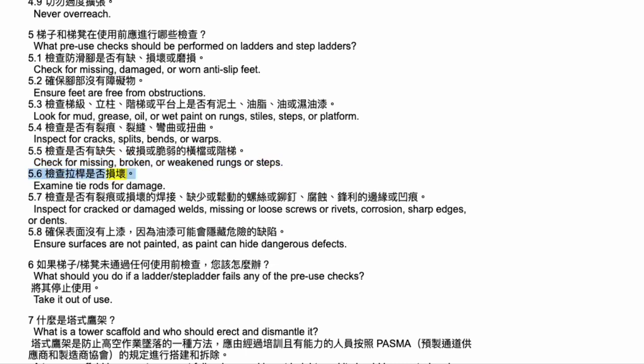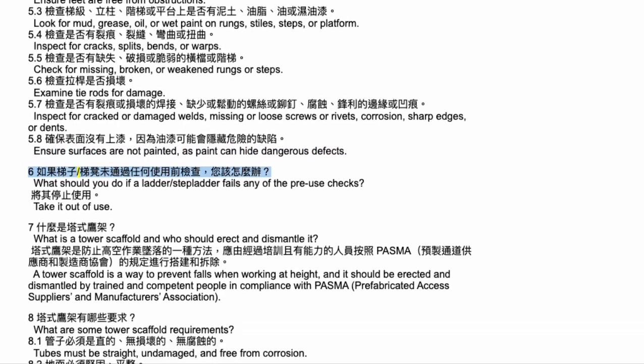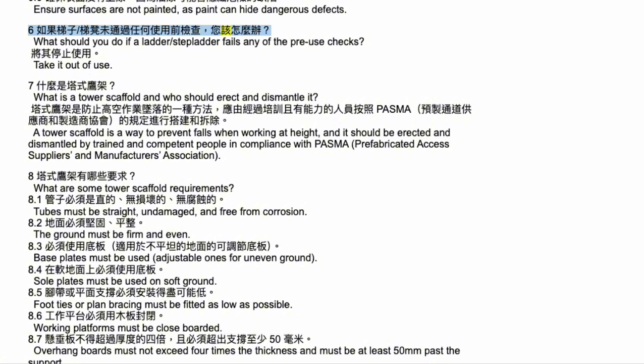5.5 Check for missing, broken, or weakened rungs or steps. 5.6 Examine tie rods for damage. 5.7 Inspect for cracked or damaged welds, missing or loose screws or rivets, corrosion, sharp edges, or dents. 5.8 Ensure surfaces are not painted, as paint can hide dangerous defects. 6. What should you do if a ladder or step ladder fails any of the pre-use checks? Take it out of use.